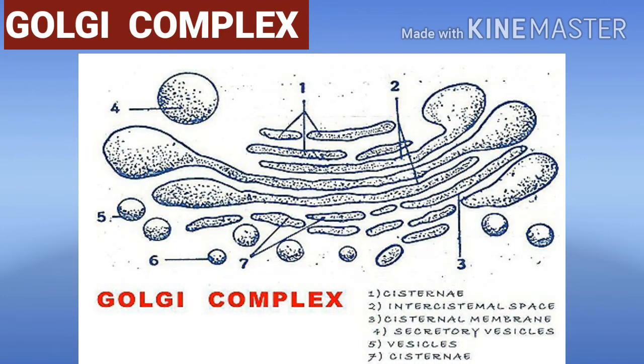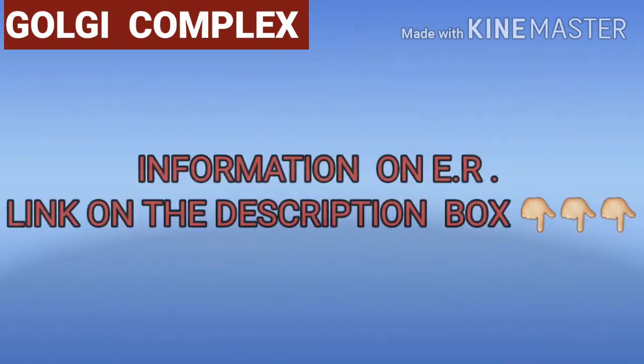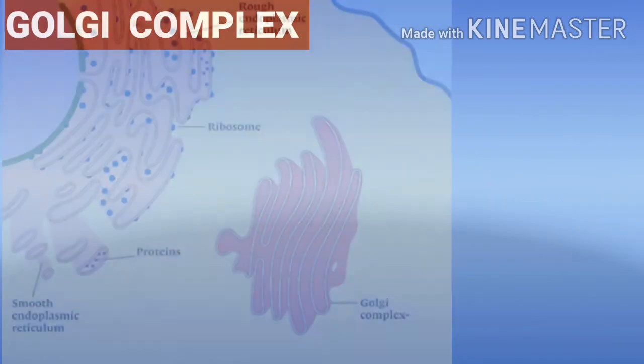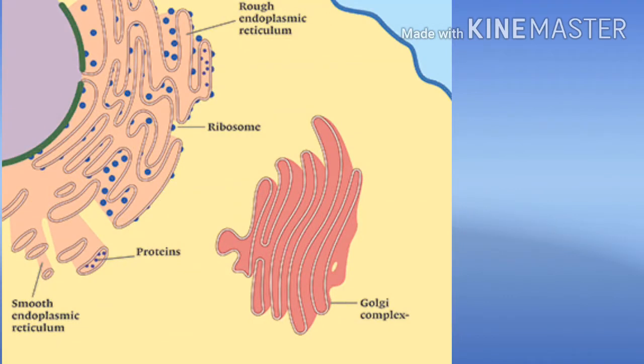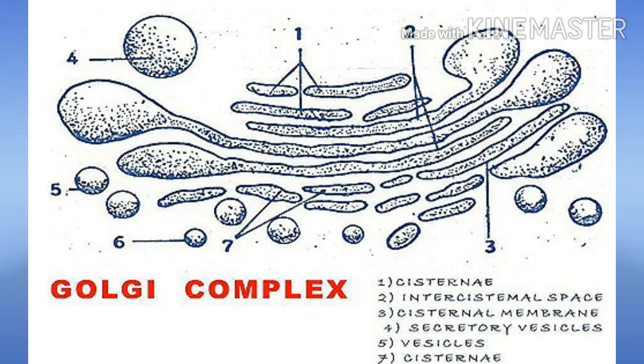The forming or cis phase is the receiving end of the Golgi apparatus. It is usually located near the endoplasmic reticulum. If you want to know more about the endoplasmic reticulum, I have provided a link in the description box. From there you can know more about the endoplasmic reticulum. Materials move to the cis phase in transport vesicles that bud off from the ER. These vesicles fuse with the cis phase and empty their contents into the interior lumen of the Golgi apparatus. The ER synthesized molecules then pass through the channels of the Golgi apparatus cisternae.